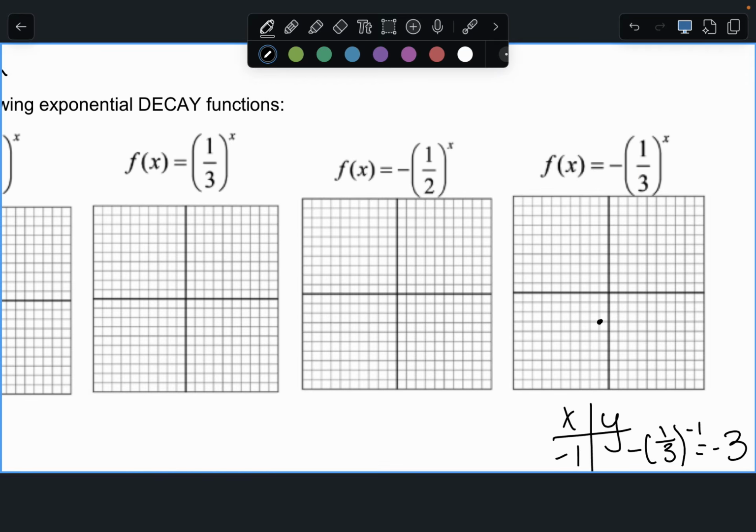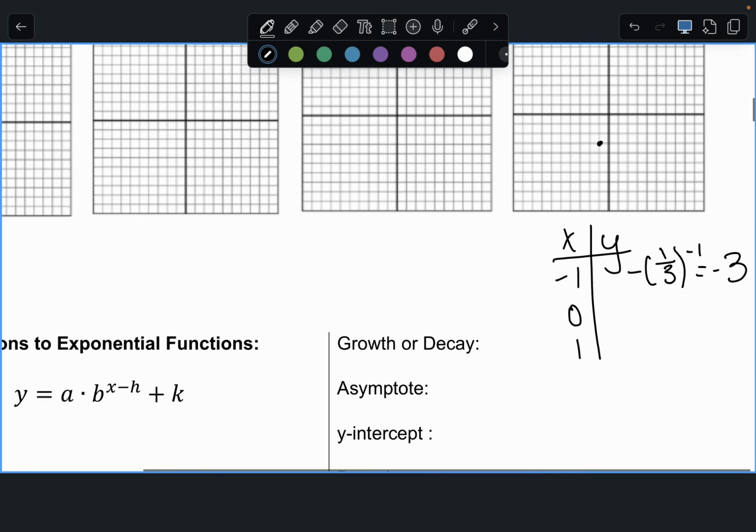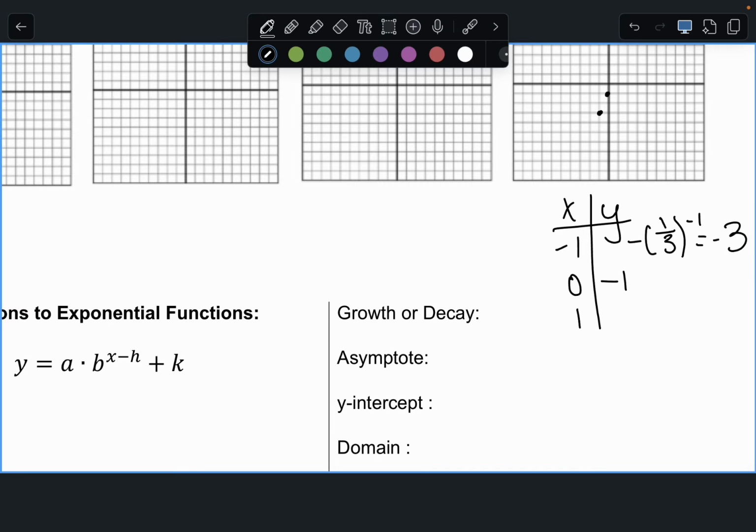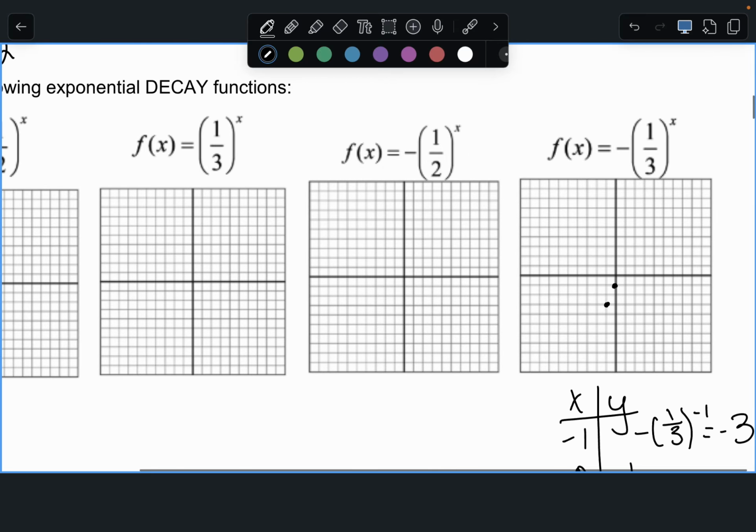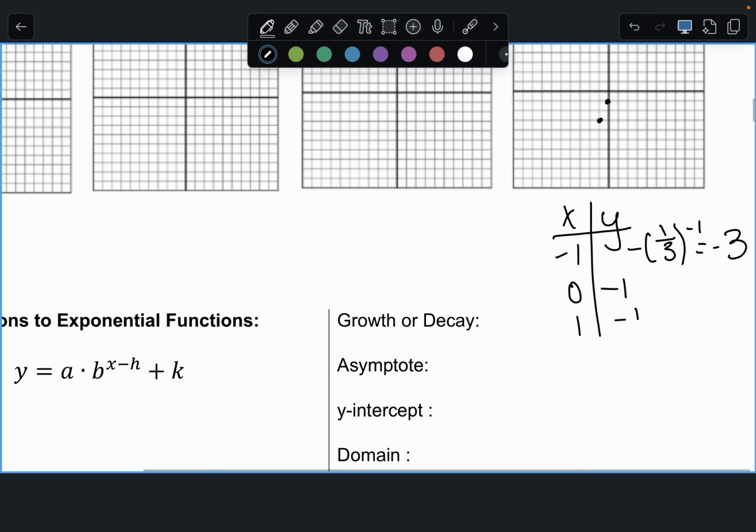Then we put in 0. What's anything raised to the 0th power? 1. And then we have a negative out in front. So -1. And then the last one, 1/3 to the first power is 1/3, and then we tack the negative on, -1/3. Again, our asymptote is y equals 0. And this one's decay. So notice, if we start on the left, my slope is really, really steep. But as we move farther and farther, my slope gets scrunched a little bit. It's less and less steep.